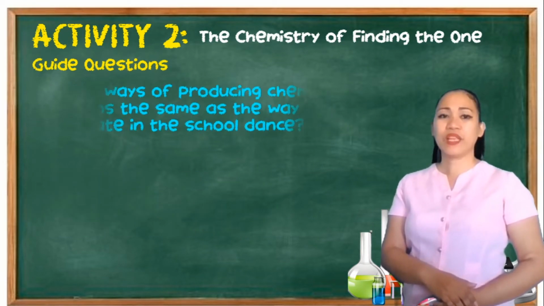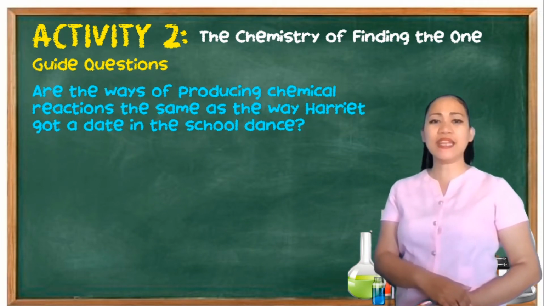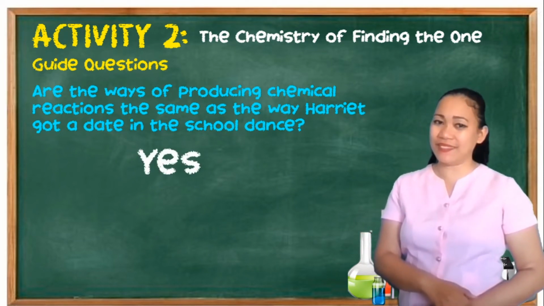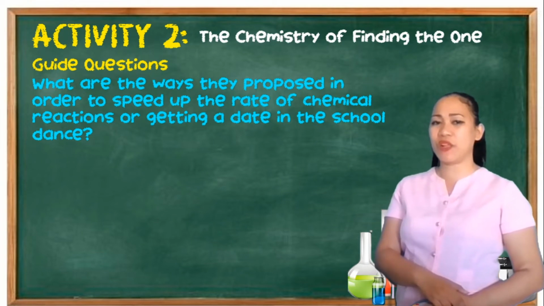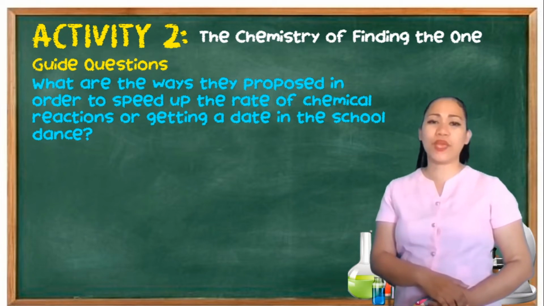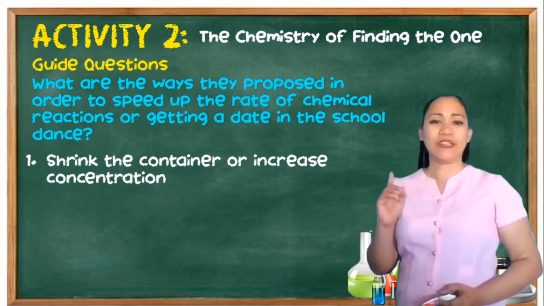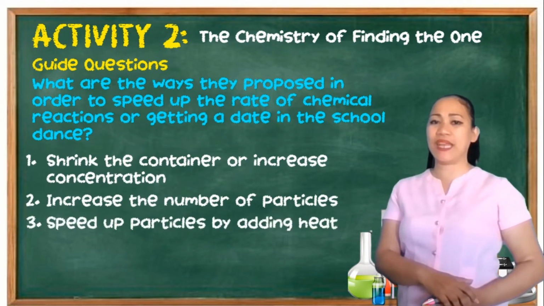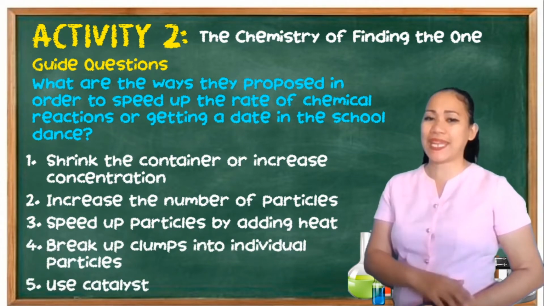The third one, are the ways of producing chemical reaction the same as the way Harriet got a date in the school dance? Yes, they have similarities. What are the ways they propose in order to speed up the rate of chemical reaction or getting a date in a school dance? Here are the ways. First, shrink the container or increase concentration. Increase the number of particles. Speed up particles by adding heat. Break up lumps into individual particles and use catalysts.